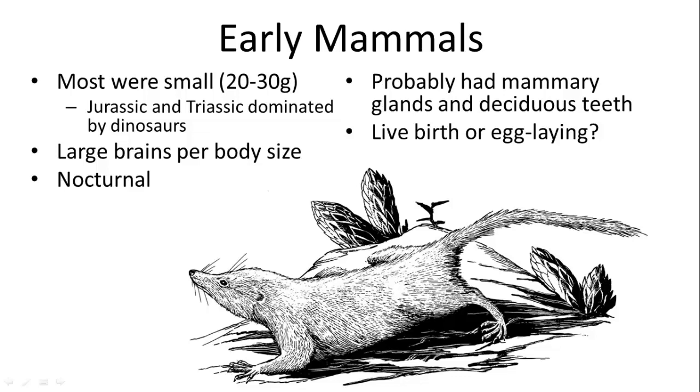I personally think they probably laid eggs, since we have monotremes, which are extant today, which lay eggs, and they are mammals. So it seems like that would be the ancestral trait. But probably live birth developed early after the development of mammals.